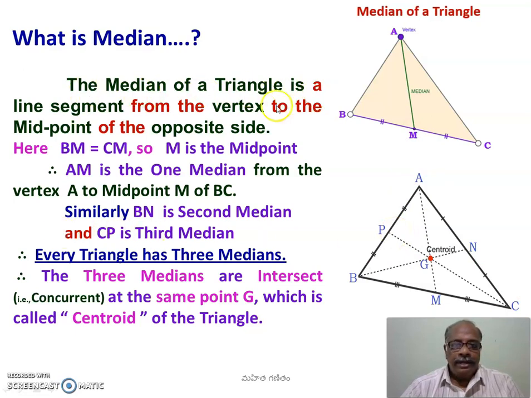The median of a triangle is a line segment from the vertex to the midpoint of the opposite side. AM, BN, CP are three medians. Therefore, every triangle has three medians. The three medians intersect, or are concurrent, at the same point G, which is called the centroid of the triangle.